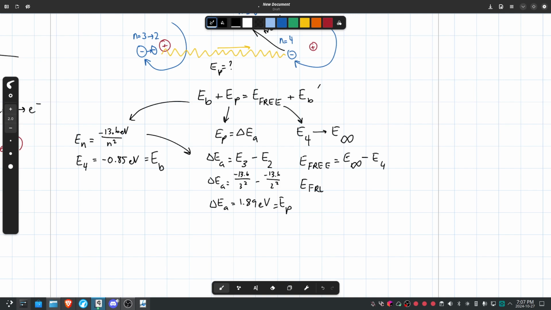Anyway, E free is going to be 0 eV minus negative 13.6 divided by 4 squared. That's going to be the same thing here. 0.85 eV to free. Am I doing this correctly? Sorry.